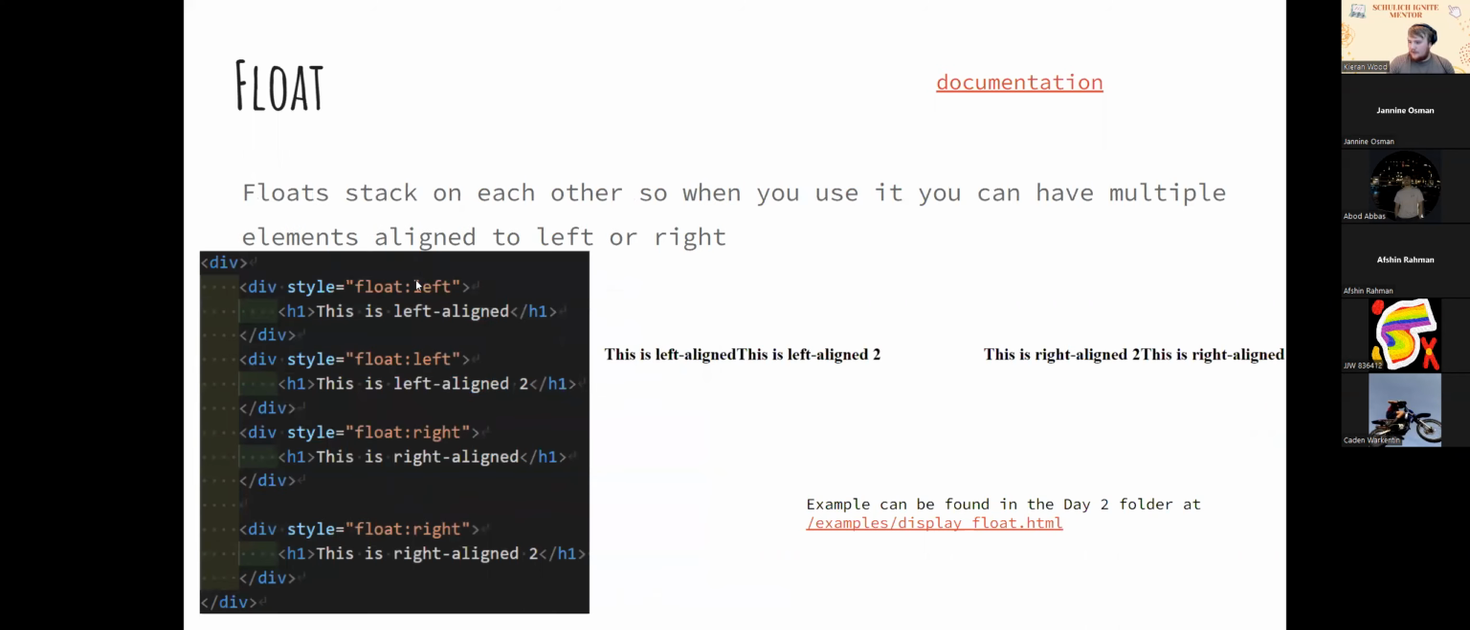So if we have something like this, where we have the float aligned to the left, what that's going to do is basically make everything stack as if it's inline. For example, this is float left, this is float left, it's going to put both of those to the left. We have float right and float right. It's going to put them on the right. So super easy.